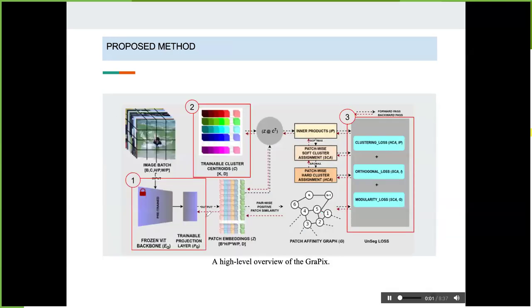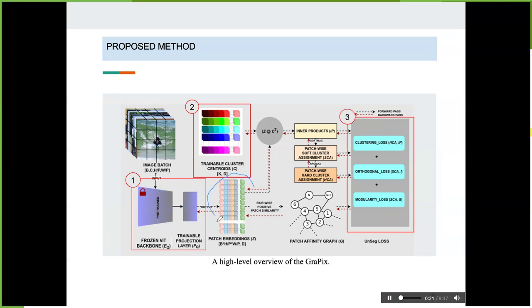The major components of GraPix are: 1. Self-supervised training setup, 2. Trainable cluster centroids, and 3. Unsupervised segmentation loss. The self-supervised training setup consists of a pre-trained self-supervised ViT with a projection head to extract the patch embeddings.